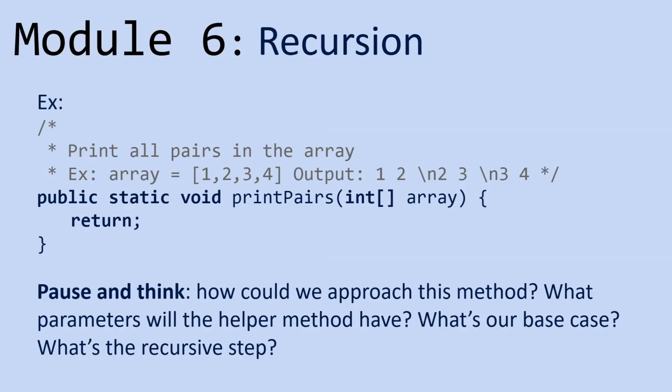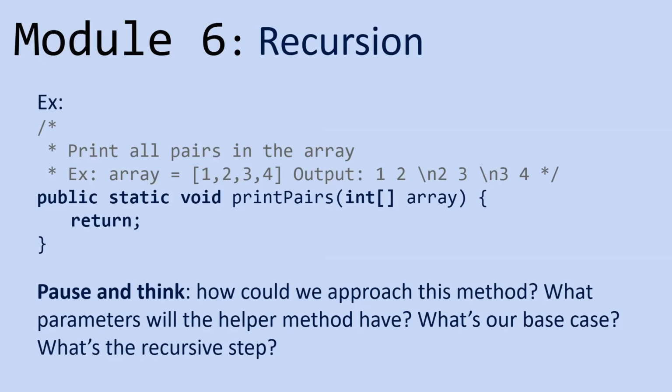Right now, we don't really have anything in our method, but how could we approach making a helper method for this method? So, what parameters would the helper method have? In other words, what data would we need to keep track of in order to go through this whole array and print all of the pairs? Additionally, what's our base case? When do we know when we stop printing all of the pairs? And what's the recursive step? What do we do to print pairs and then go on to the next one?